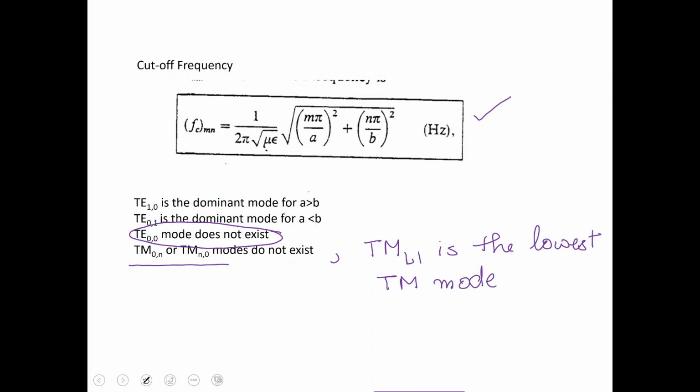However, TE10 and TE01 modes can exist. And if a is greater than b, then TE10 mode is the dominant mode, which basically means that that mode is going to have the lowest cutoff frequency within the waveguide. This is what we had covered till yesterday. If you have any questions, let me know. If there's something which you have not understood, let me know. And then we can start looking at some current distributions within these structures.